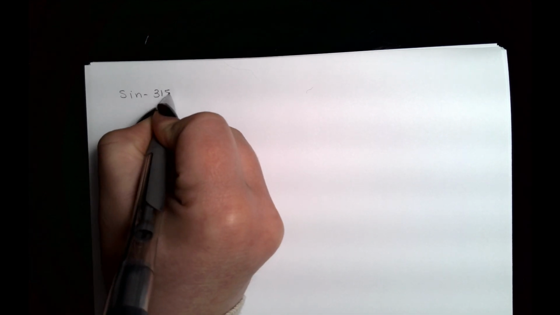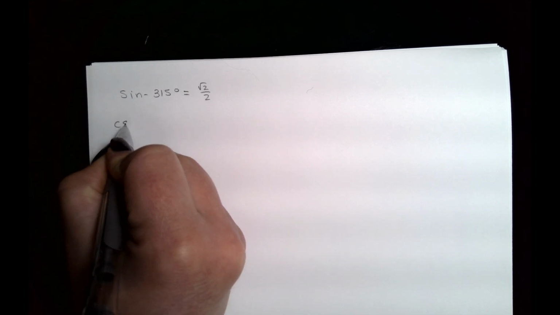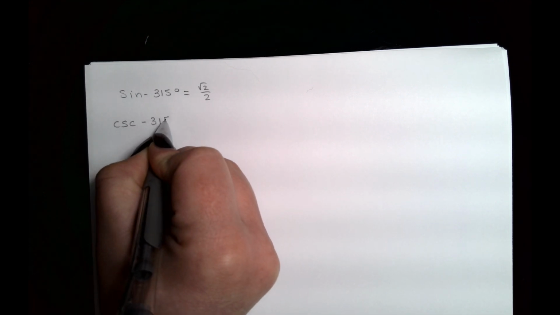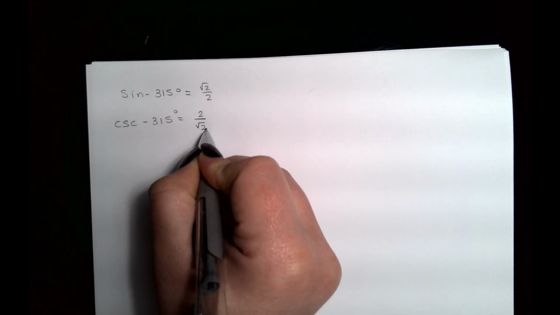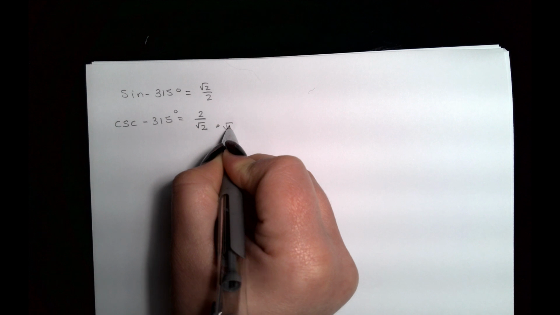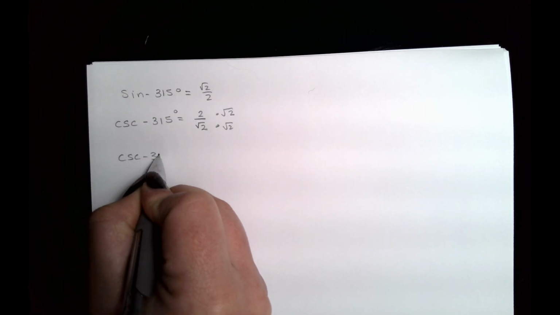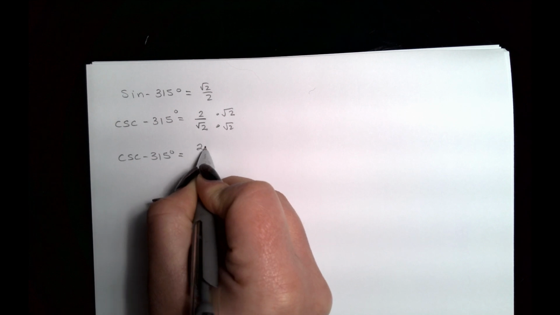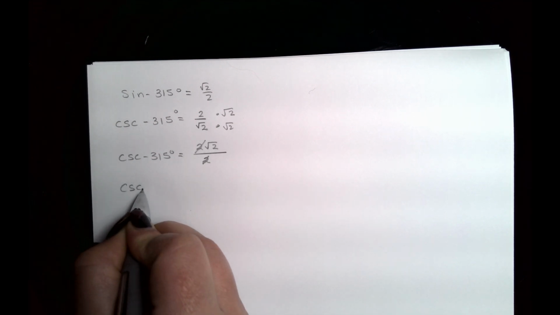But we left off with sine of negative 315 degrees being root 2 over 2. Since we are being asked for the reciprocal function, we are flipping our ratio, and we cannot have a denominator with the radical, so I'm going to multiply top and bottom by the square root of 2, which gives us cosecant of negative 315 degrees as 2 times the square root of 2 divided by 2. Our 2 simplifies, so cosecant of negative 315 degrees is the square root of 2.